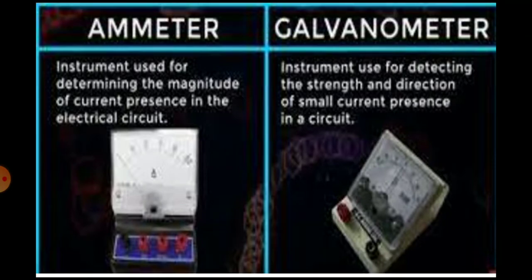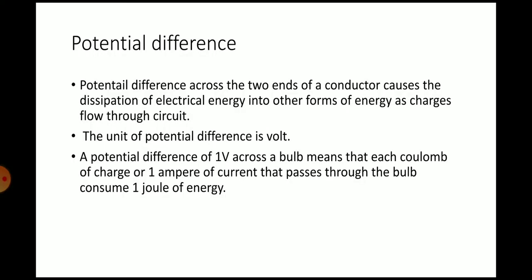An ammeter is an instrument used to calculate the magnitude of current in a circuit. A galvanometer detects the strength and direction of small current flowing in a circuit.